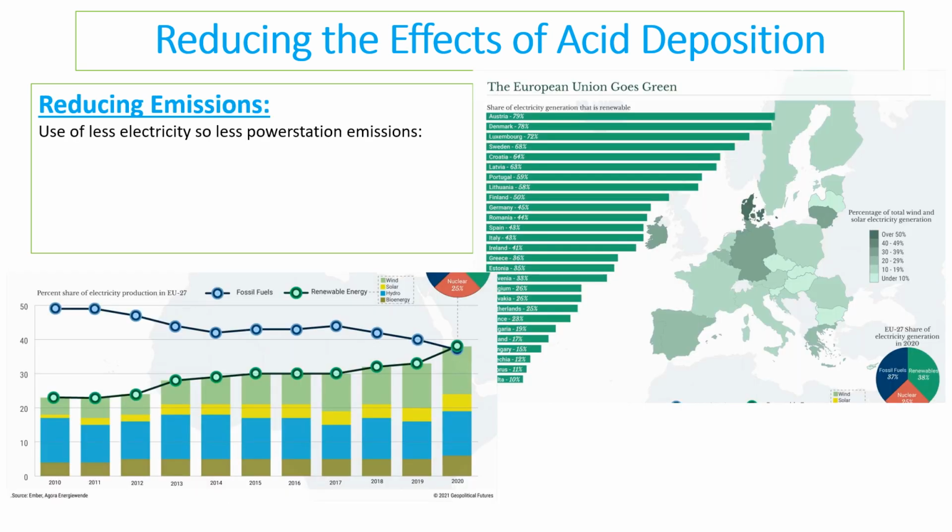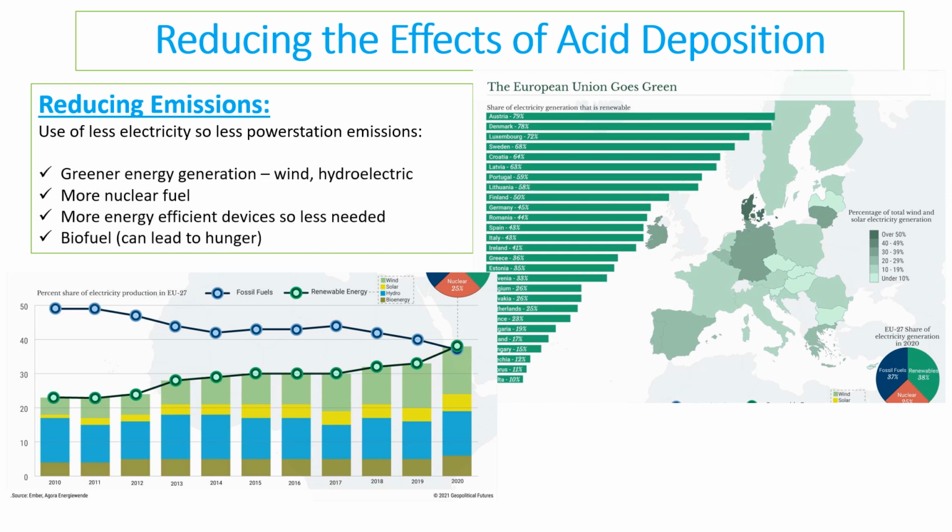In terms of decreasing the effects of it, we can obviously reduce emissions. So we can use less electricity, so less power station emissions. And we can do this through greener energy generation, such as wind and hydroelectricity rather than coal and oil power stations. We can use more nuclear fuel, which means there's no emissions of sulfur dioxide or NO2, so it's really important that you realise that it gives absolutely no sulfur dioxide or nitrogen oxide.